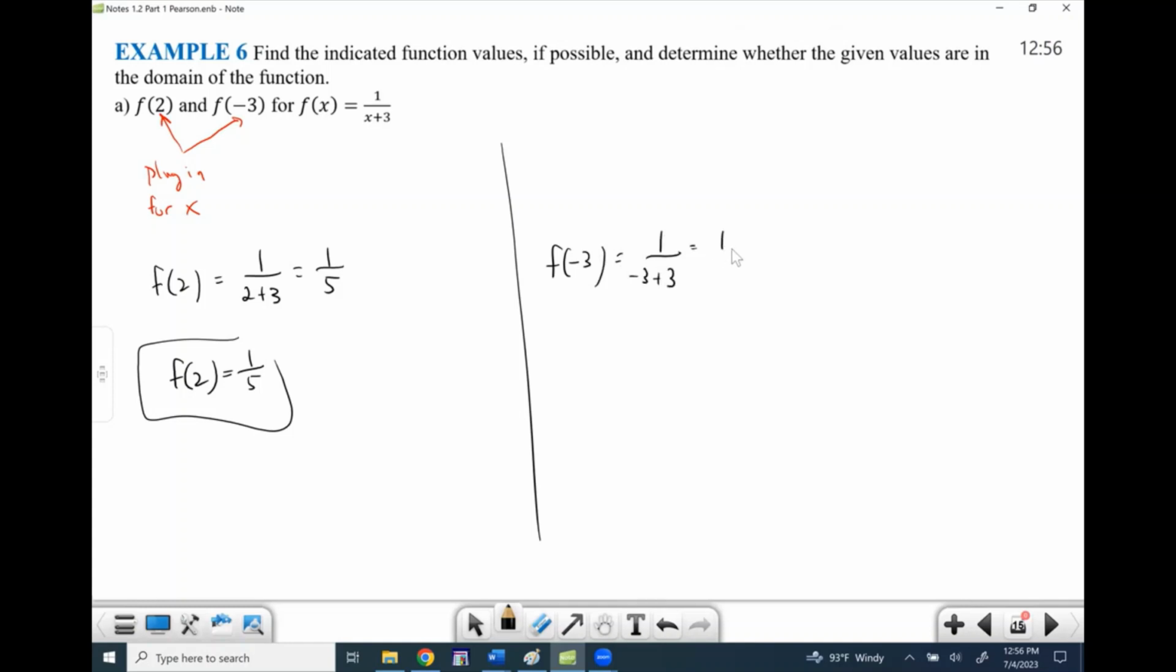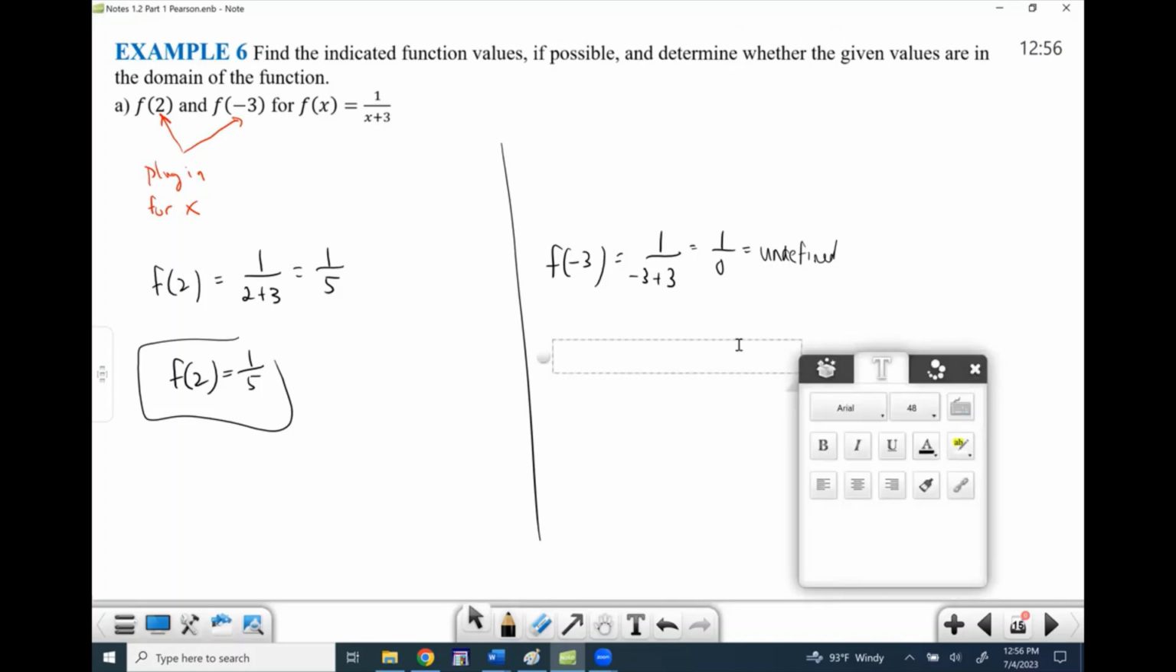Now this is problematic because this gets us 0 in the bottom. You can't divide by 0. When you divide by 0, that's undefined. So what this means is that f of -3 does not exist, since it is not in the domain. But just as long as you know that it does not exist, we're good here.